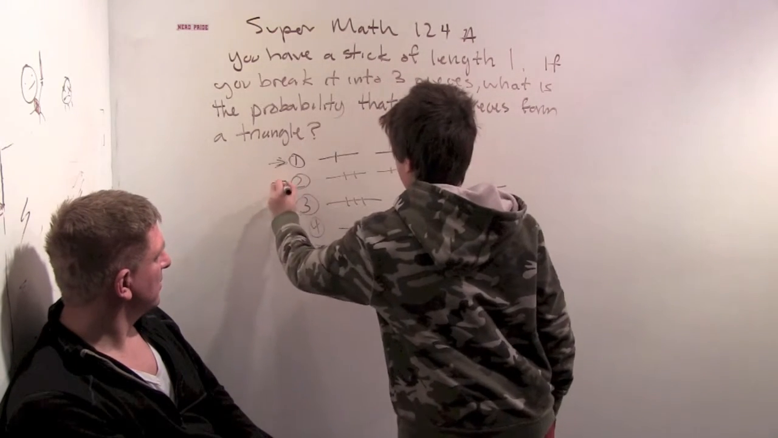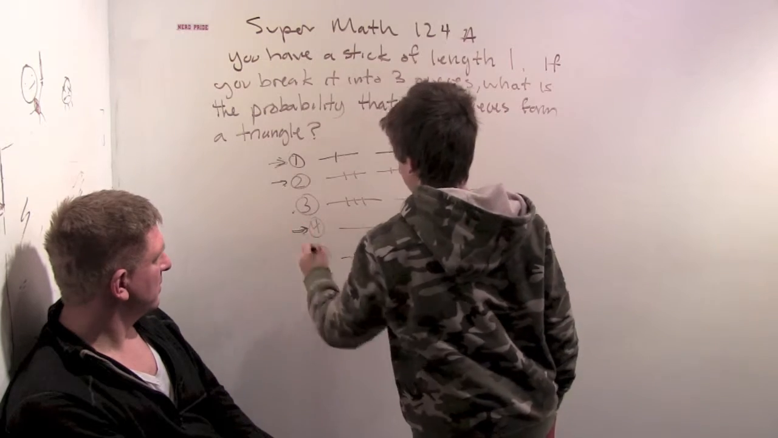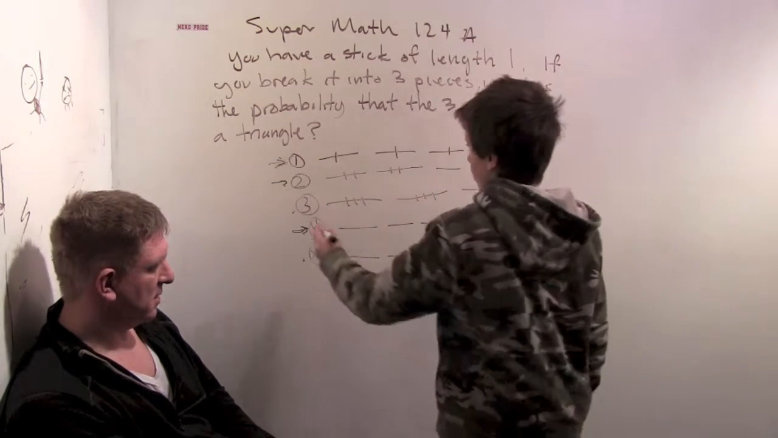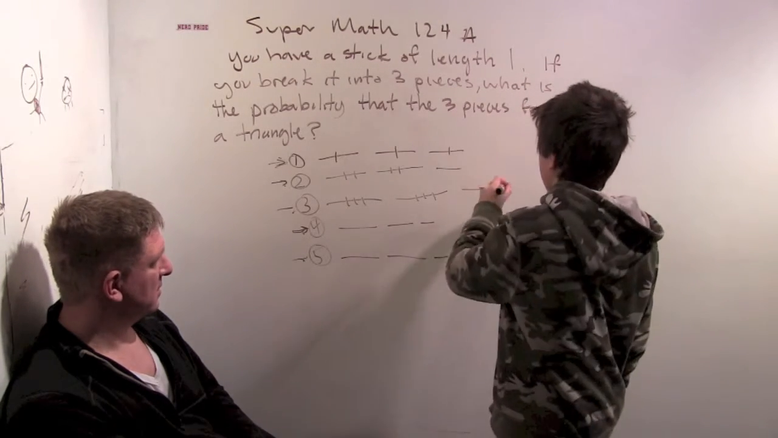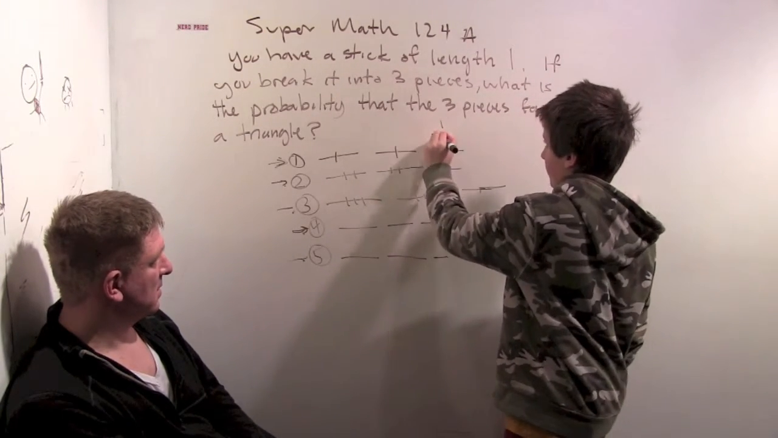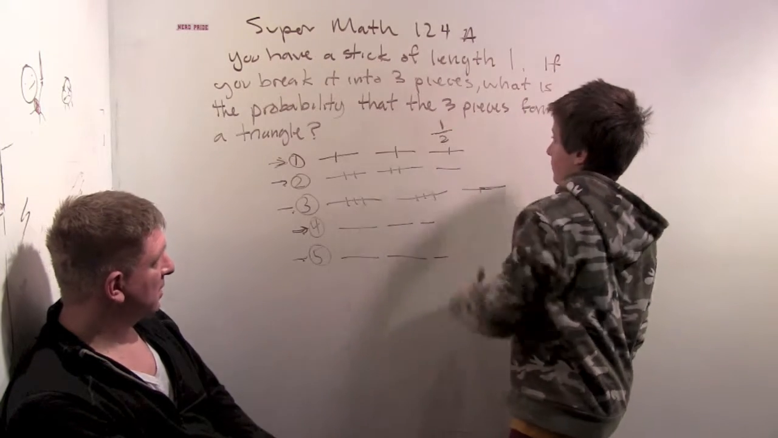This one here and this one here were the ones I said could make triangles. And then these 2 were the ones I said couldn't make triangles. So I went with 1/2. You went with 1/2. Okay.